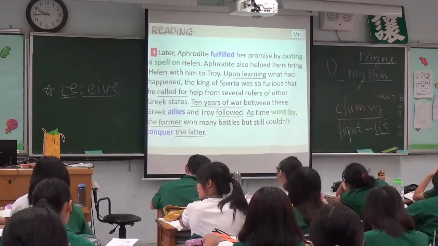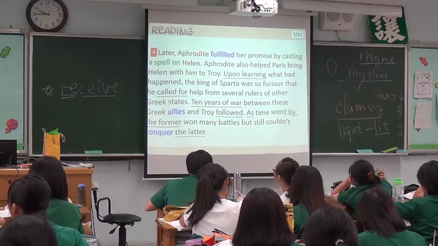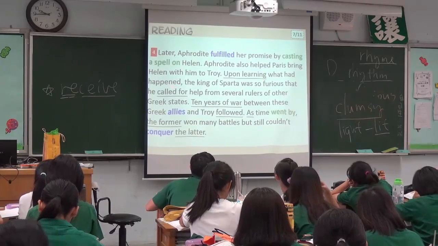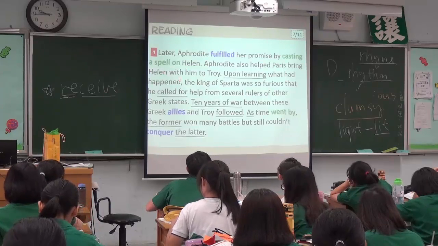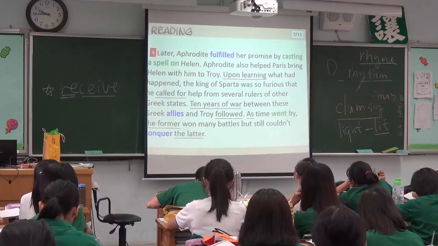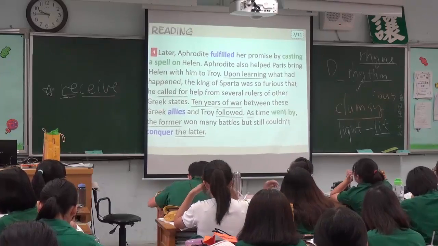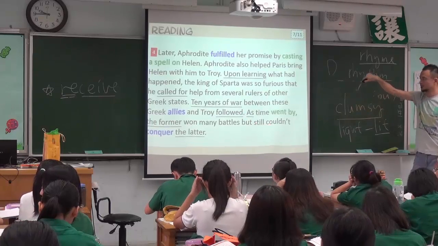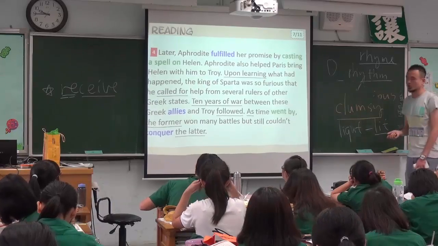Wait, this word, we just talked about the word. Which one? Fulfill. Yeah, once again later, Aphrodite fulfilled a promise by casting a spell on Helen. Aphrodite also helped Paris bring Helen with him to Troy. Upon learning what had happened, the king of Sparta was so furious that he called for help from several rulers of other states. 8 years of war between these three allies and Troy followed. As time went by, the former won many battles, but still couldn't conquer the latter.